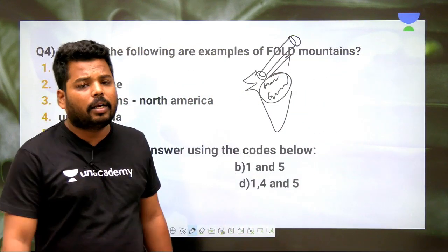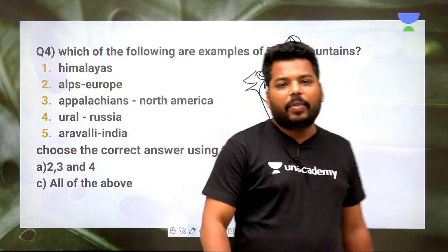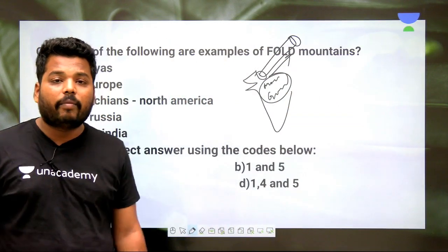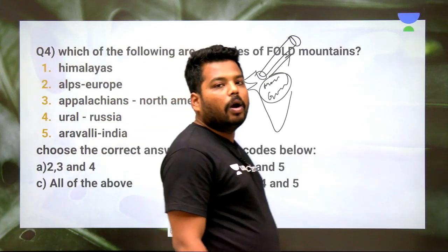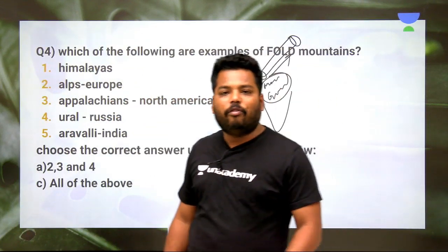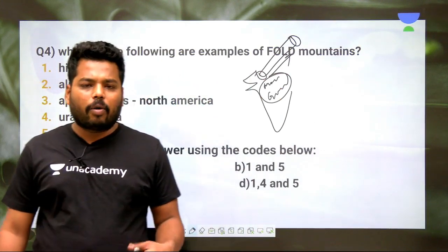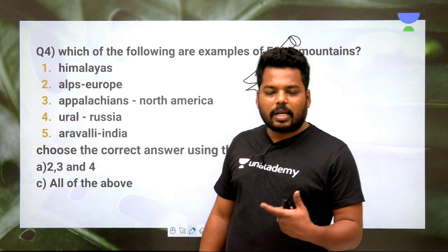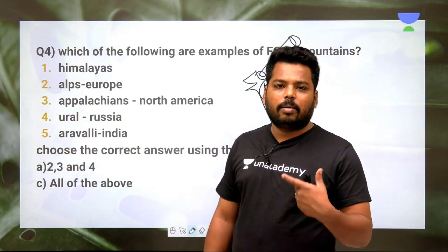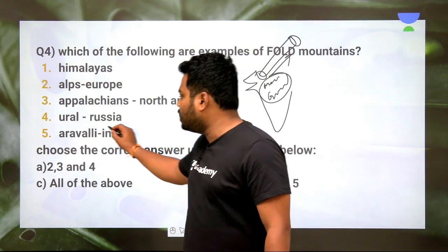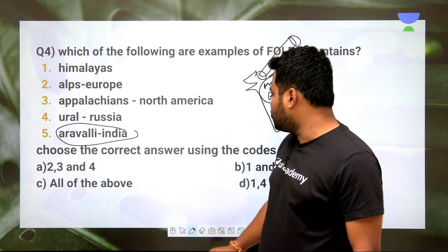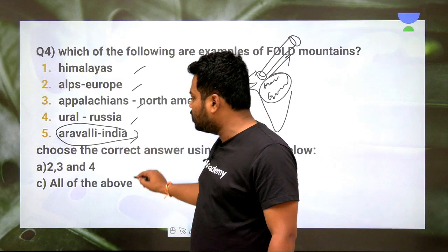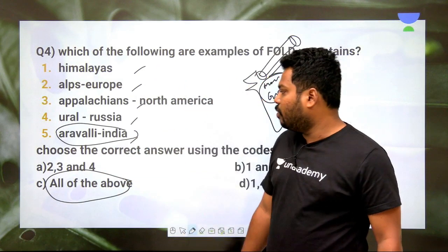It is estimated that when Aravalis were formed, the height of Aravalis was more than what Himalayas are having as of now. But due to alien topographies, like the wind action, the Aravalis have completely lost their heights, and hence they have converted into dissected topographies and dissected mountain ranges. Hence Aravalis are also the best examples. Hence all the above, like Himalayas, Alps, Appalachian, these all are the perfect answers for this question.